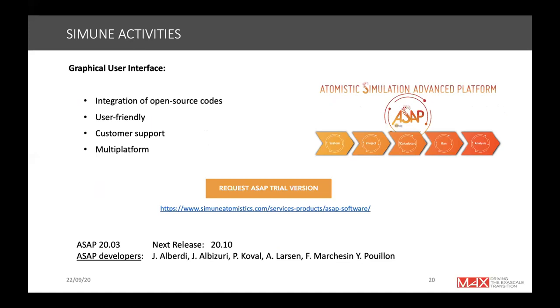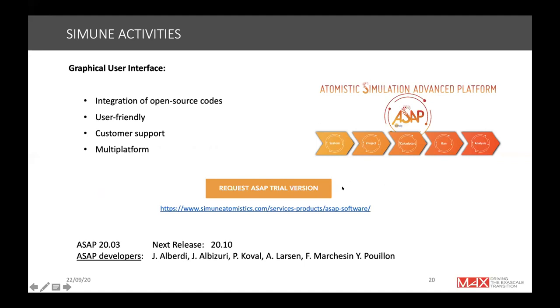So finally, I want to introduce you to ASAP, the Atomistic Simulation Advanced Platform. As I said before, this is a user-friendly graphical user interface that facilitates the complete submission and analysis of a Siesta code. So you can set up the system, the project parameters, the calculator that interacts with Siesta, run the simulation and analyze the results.